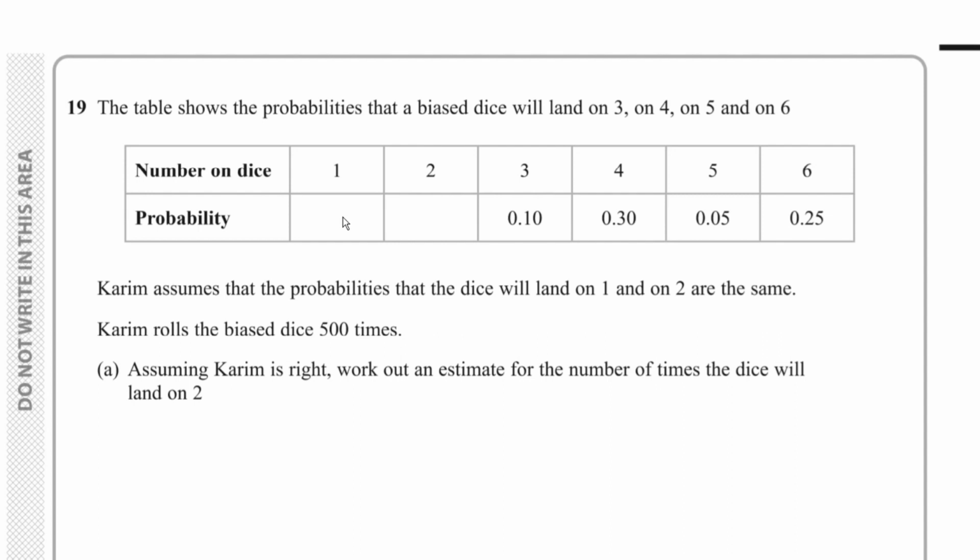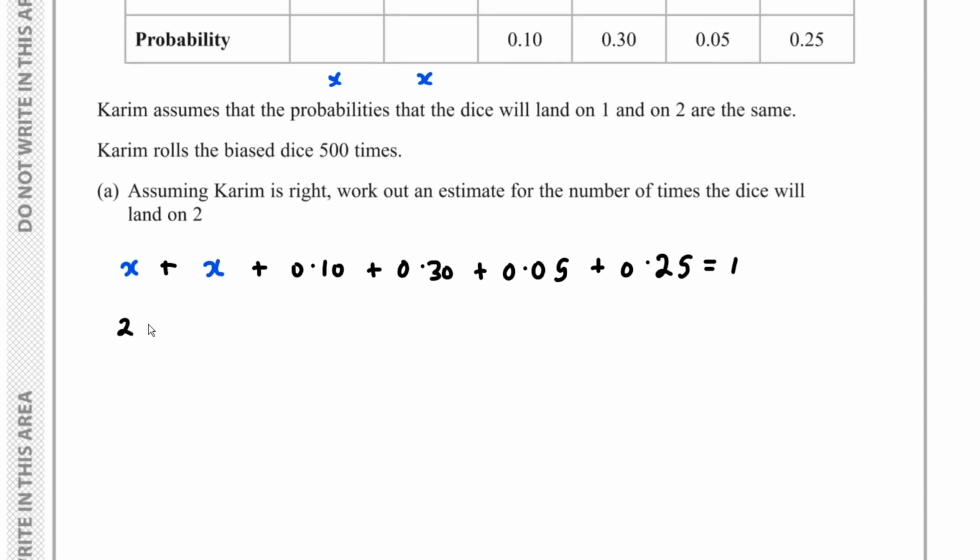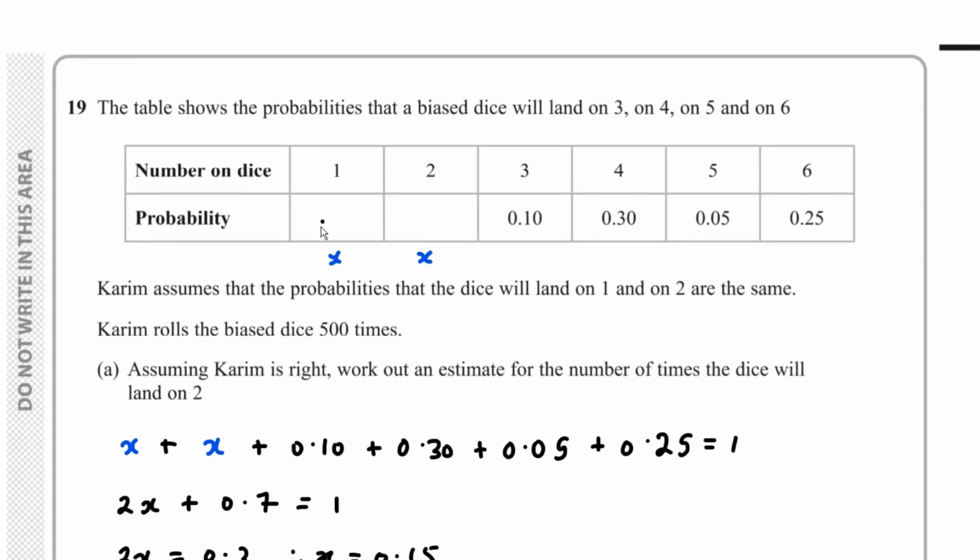Well, we know that these two probabilities are the same. Let's call them x for now. We know that probabilities add up to 1. So I've got x plus another x plus 0.10 plus 0.30 plus 0.05 plus 0.25 equals 1. So I've got 2x plus 0.7 equals 1. So 2x is equal to 0.3, meaning x is equal to 0.15. So here we've got 0.15.